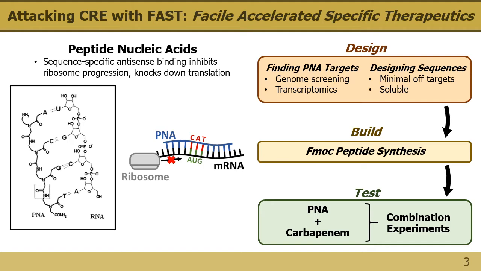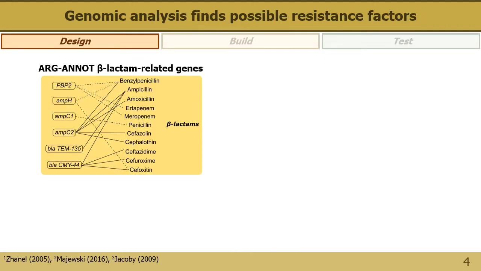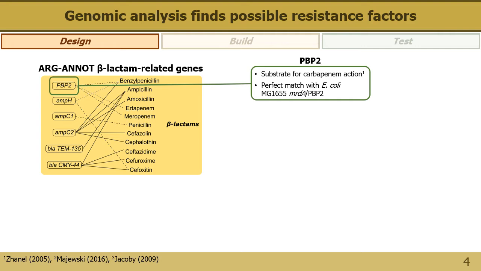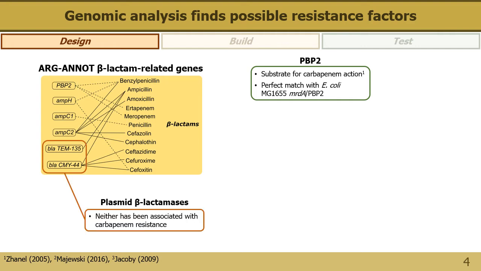So we're taking that CRE E. coli, and the first thing we looked at was beta-lactam related resistance genes. We want to know if there are any resistance factors that would genomically confer resistance to these carbapenems. So the first thing we find is a PBP2. That is a substrate for carbapenem action. The ones we're going to be using are ertapenem and meropenem. They both bind to this, and it is a perfect match with the PBP2 from a reference strain of E. coli that is sensitive to both these drugs. So that is not the cause of resistance. We know that off the bat. The second thing we're going to look at is these two beta-lactamases. They're plasmid associated. Neither of these has been associated with carbapenem resistance, so we're 0 for 2 there.